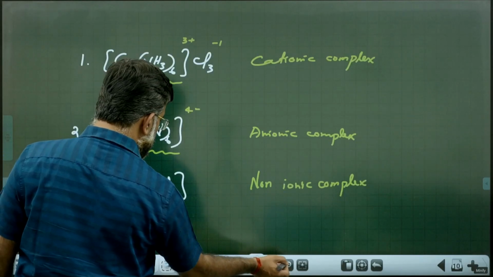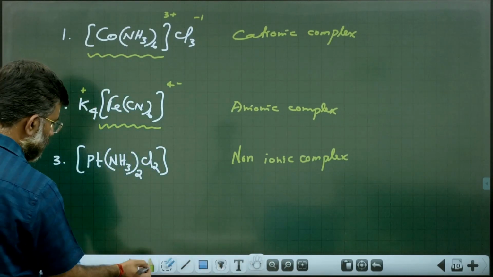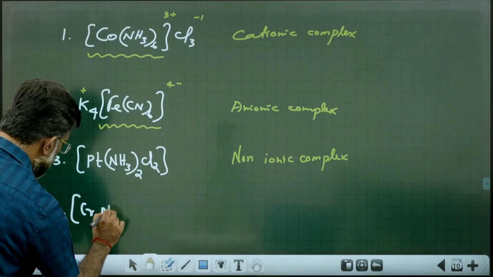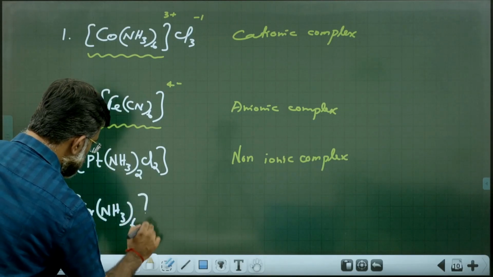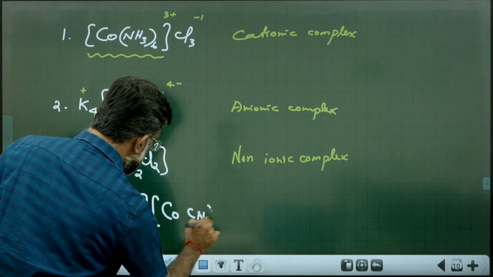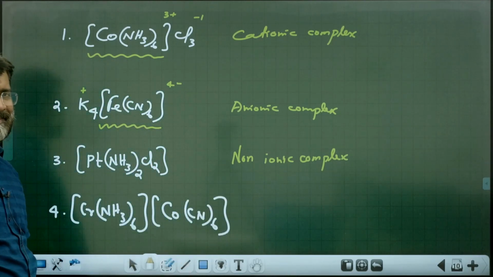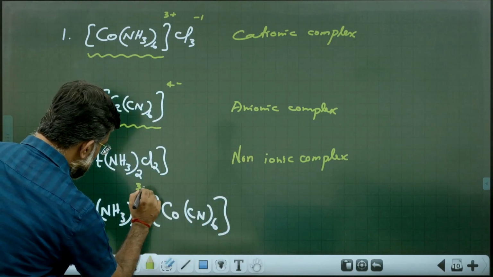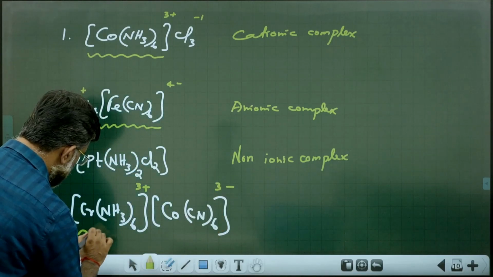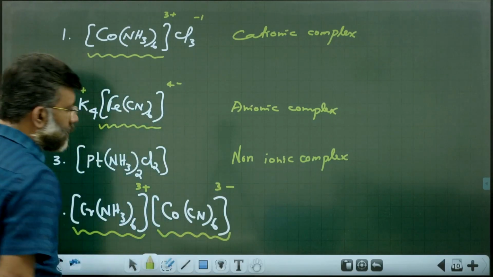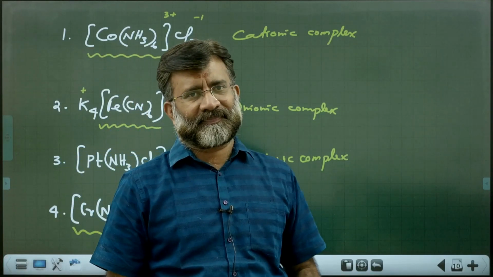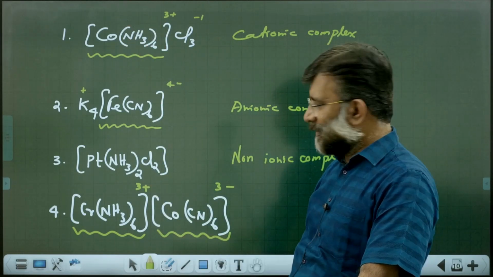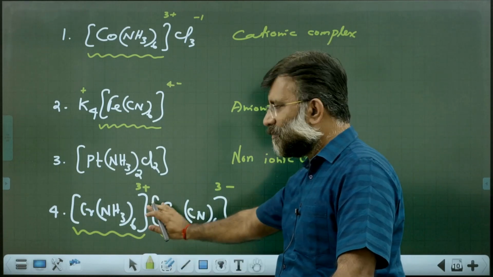Now what about the fourth variety? I said 4. There is 1, 2, 3 and the fourth one. This is the fourth one: [Cr(NH3)6][Co(CN)6]. Here you can find this is one single molecule. This is 3 plus, this is 3 minus. Cation as well as anion is a complex part. Both are complex. So this is cationic complex, this is anionic complex. This is non-ionic complex, and this is the both type complex.